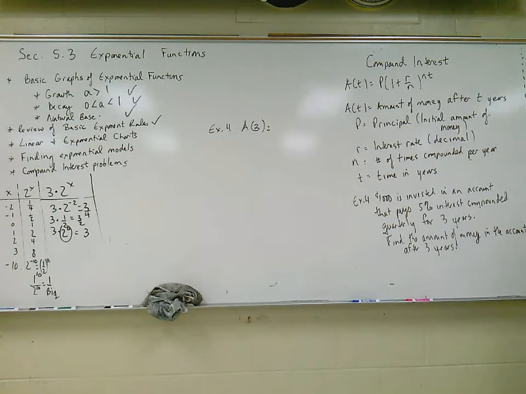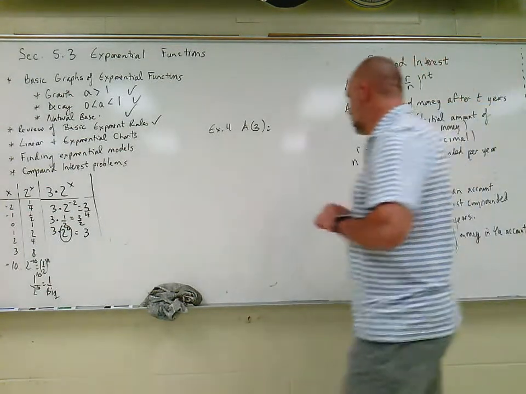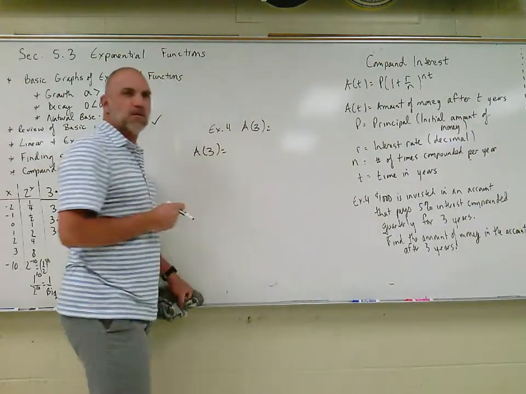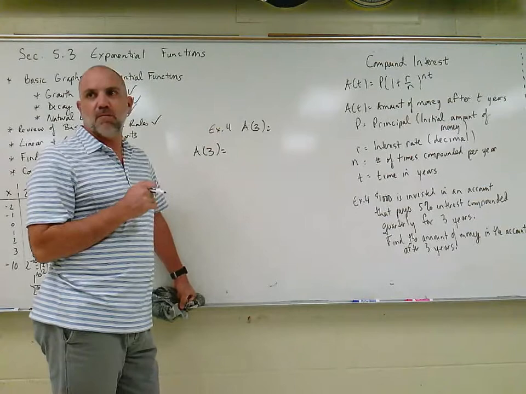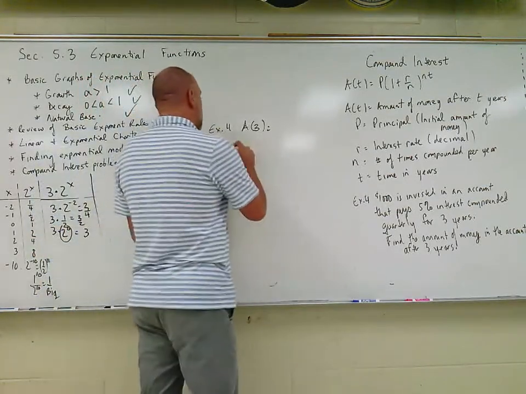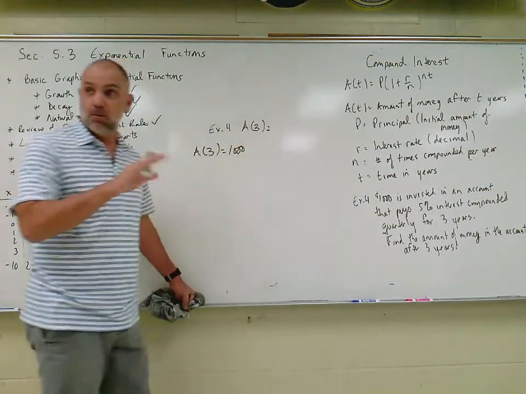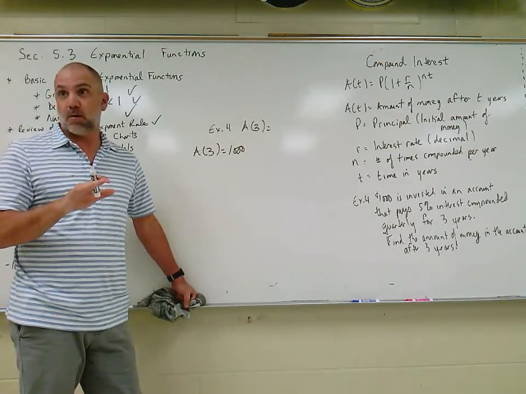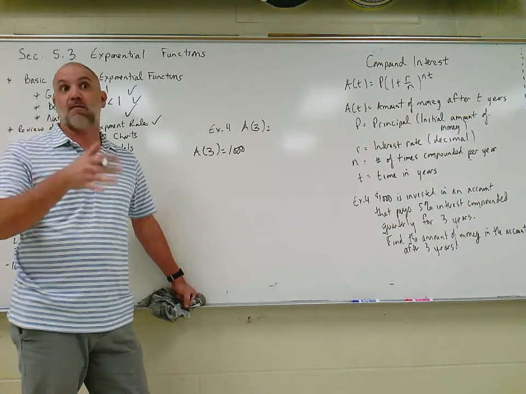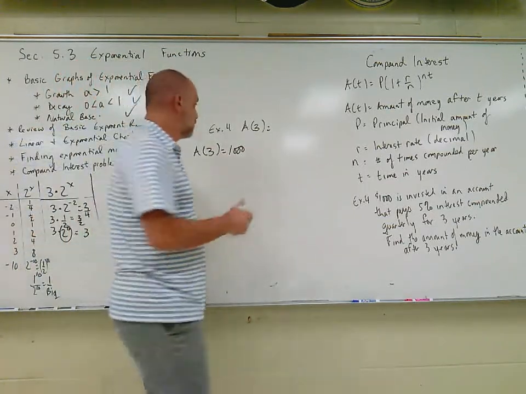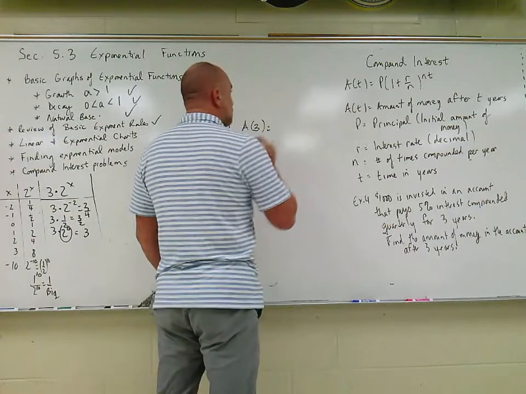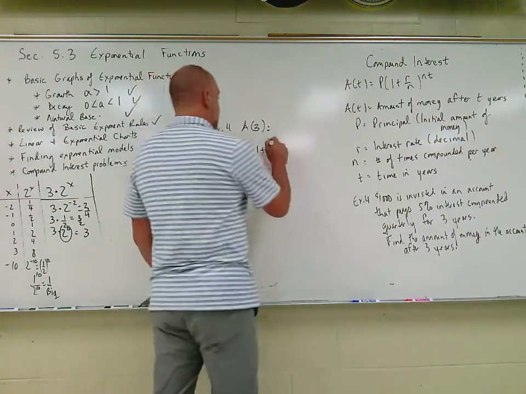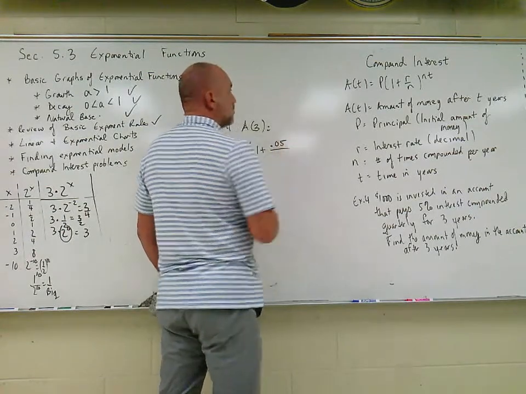All right, so let's go real quick. We're going to find A of 3, the amount of money after 3 years. What's your principal? What's your starting amount of money? $1,000. So it's like you're going to put $1,000 in the bank and let it grow. If you can find 5% interest, let me know, because it's not out there. We're not going to find that unless we go into stocks and bonds. So 1 plus, what's your interest rate? 0.05.